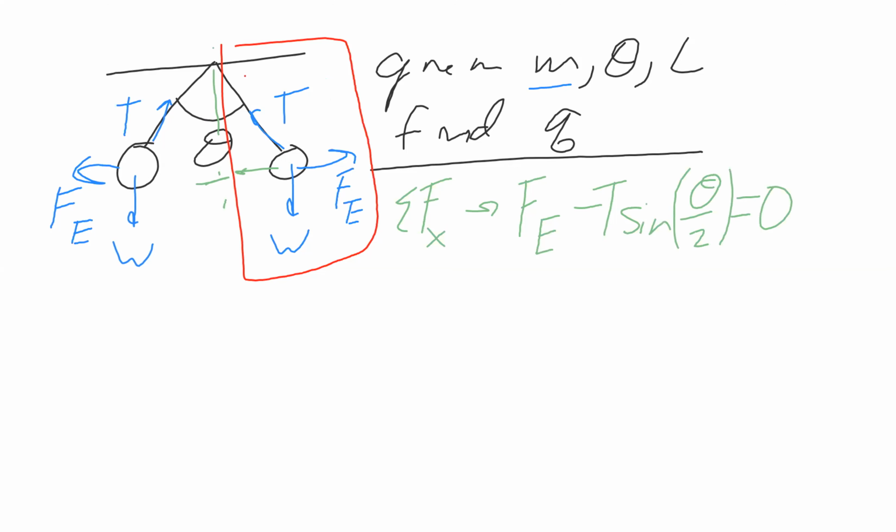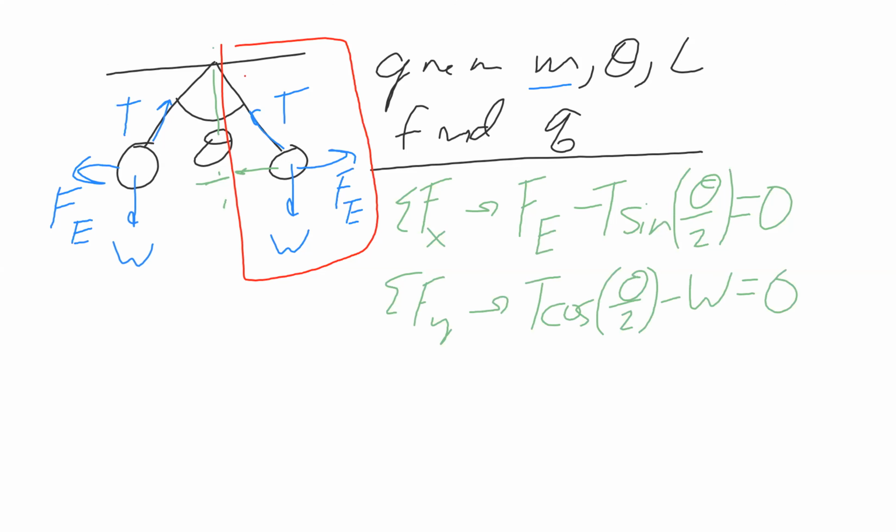And then we sum our forces in the y direction, and we get up, we have the cosine component of the tension. So T cosine theta over 2. And we have minus the weight downward, and that's equal to 0. And then we can solve these equations. We can add the negative terms to the right-hand side and then divide them.